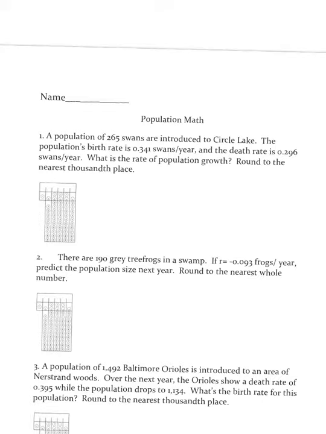So the equation that you would be using is basically the rate of population growth is going to equal the birth rate minus the death rate. All right, so all we got to do is just subtract. So we're going to do 0.341 minus 0.296. And if you subtract that out, you get 0.045. And that's how much the population is going to be growing.